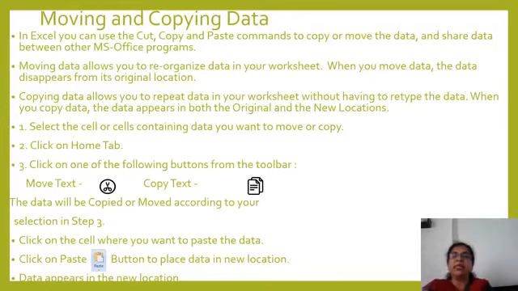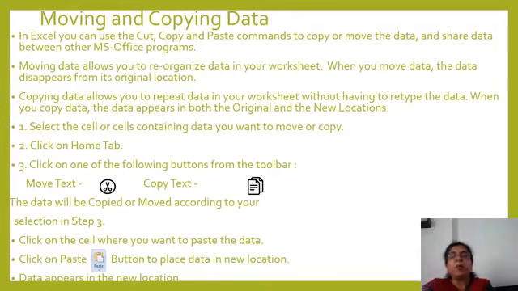Select the cell or cells containing data you want to move or copy. Click on the Home tab. Click on one of the following buttons from the toolbar. If you want to move the text, you have to click on the cut option. The cut option is shown with the help of a scissors picture. Whereas if you want to copy the data, two files with their edges folded, shown on the right hand side, means you are copying the data. Means you are making one more copy of that data.